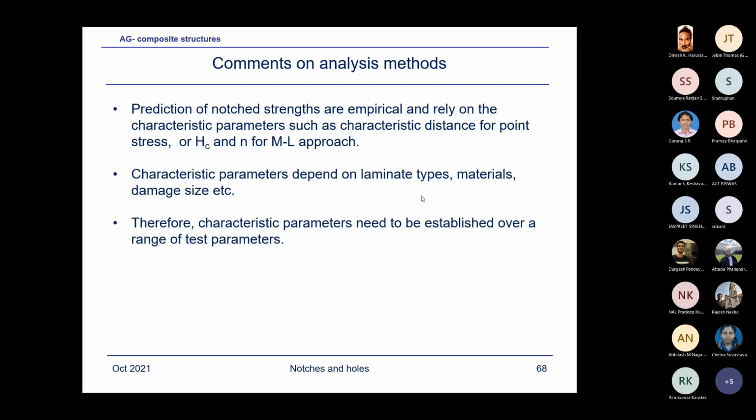Okay, comments on the analysis method. Prediction of notch strength is empirical and relies on characteristic parameters such as characteristic distance for point stress, HC, and N for my ML approach. Characteristic parameters depend on laminate type and material. We have talked about it. Therefore, characteristic parameters need to be established over a range of test parameters. I've already talked about it.